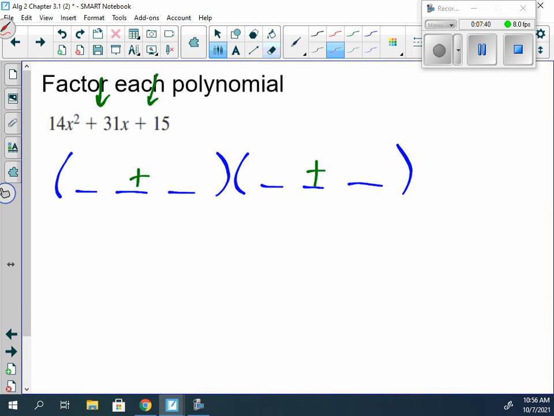Now we need to find the factors of the first and third term. So we're looking at the factors of 14x squared. Well, x squared we know is going to be x and x. That's the only way we can have x squared, yes? Now the 14 on the other hand, 14 is what? 1 times 14 or 2 times 7. 15 is 1 and 15 or 3 times 5.